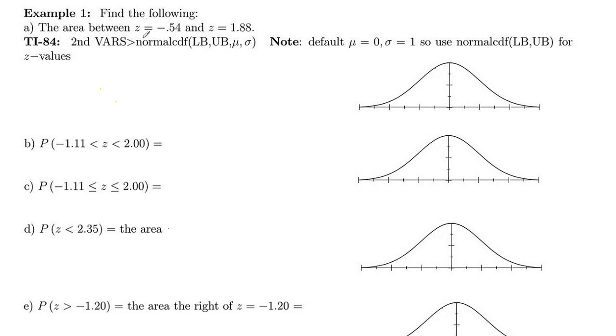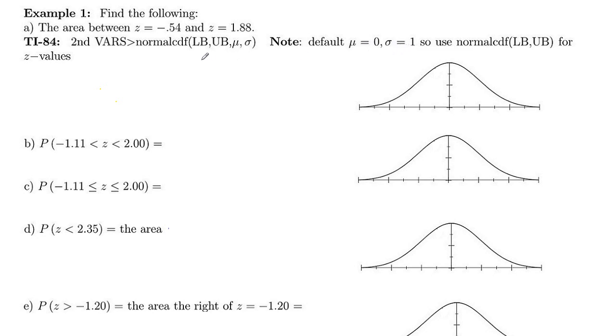So let's look at how to compute some of these probabilities for the normal distribution. First, they want us to compute the area between z is negative 0.54 and 1.88. We're going to do these all using the calculator, using the distribution menu, which is second variables. Now, by default, mean is 0 and standard deviation is 1.